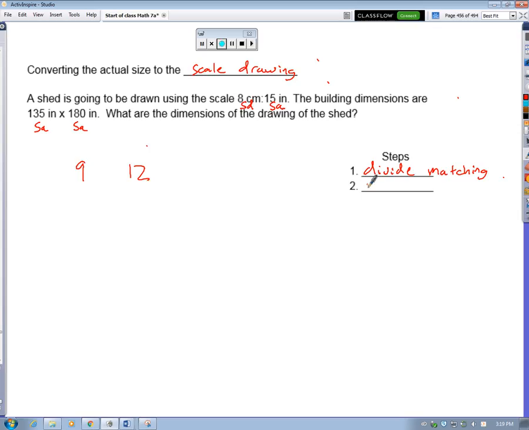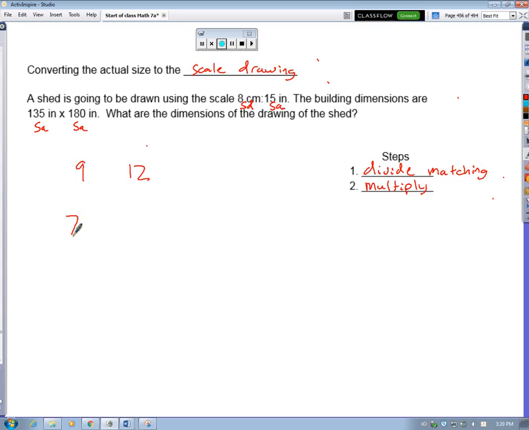Alright, then step number 2, just like in the last problem, we are going to multiply by the other number in our scale. Okay, so the number that we haven't done anything with yet is the 8 centimeters, so we're going to multiply the answers we got by 8 to get our size of the scale drawing.